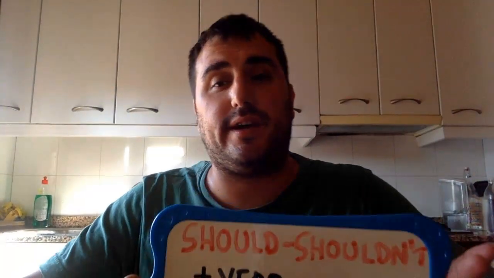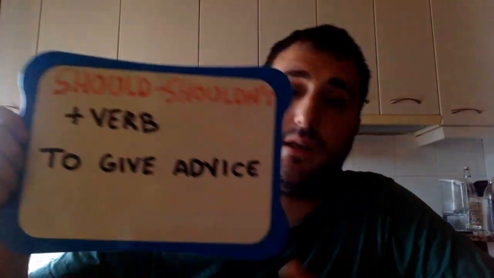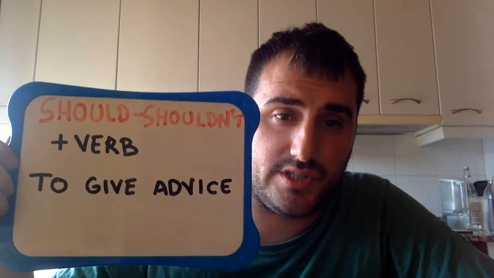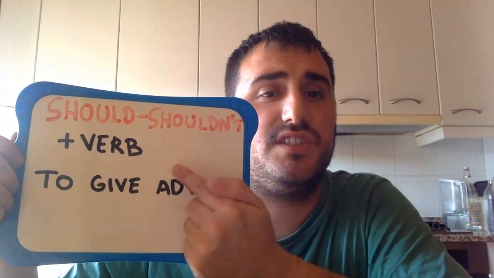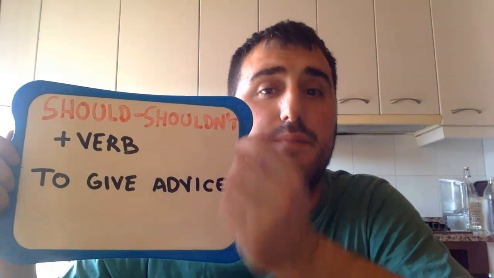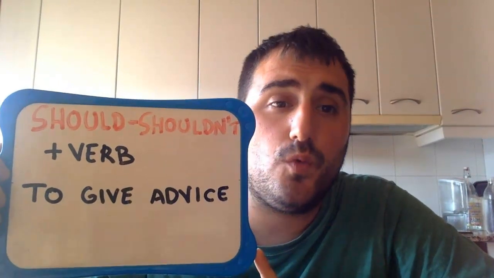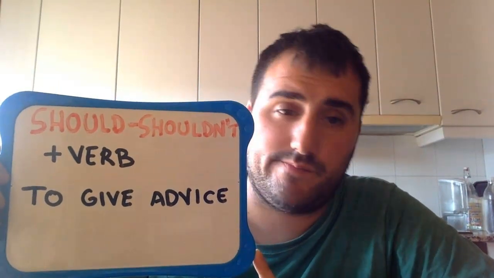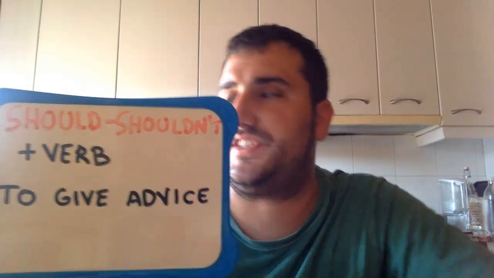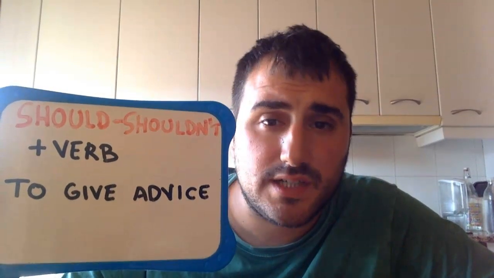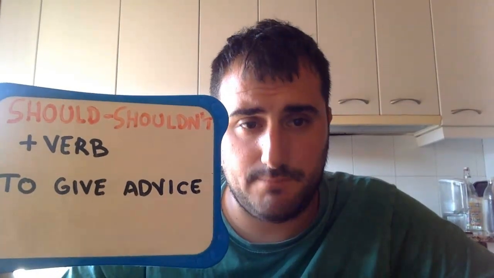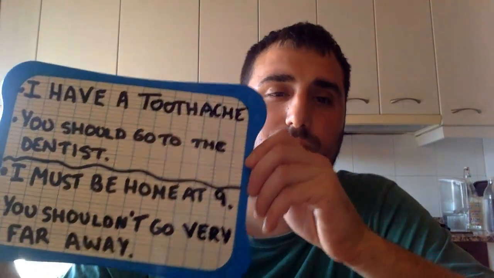Good. Then I want to show you the next pair of modal verbs. We've got should and shouldn't. Again, these are the modal verbs, and you always need the action, you always need the verb to give them meaning. When do we use should or shouldn't? Well, we use them to give advice. For example, at the doctor, or when a friend gives you advice about something that is going on in your life. So let me show you the examples.